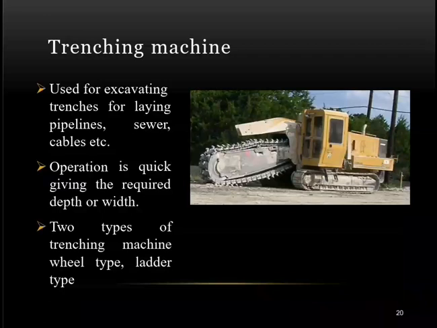Next one is trenching machine, used for excavating trenches for laying pipelines, sewers, cables, etc. Operation is quick, giving the required depth or width. The two types of trenching machine are wheel type and ladder type.